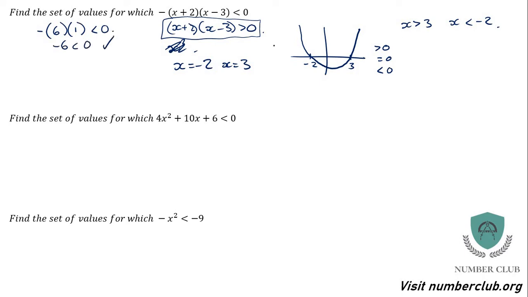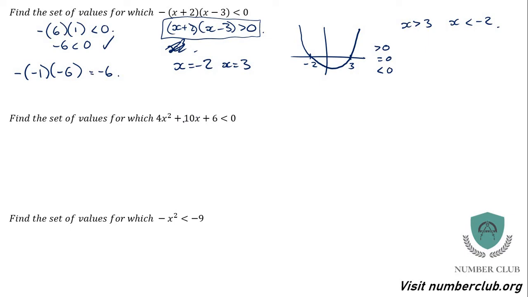Okay, and try out, say, -3. So you get negative lots of -1, lots of -6, which will come out as -6. Okay, again, that works. All right. Moving on. Find the set of values for which this thing is less than 0.